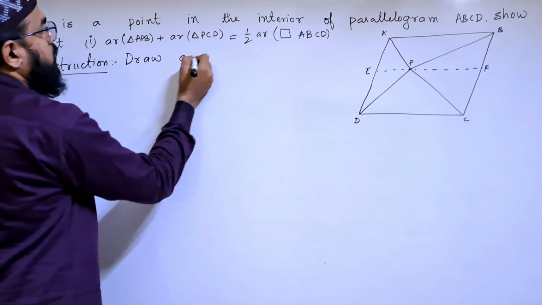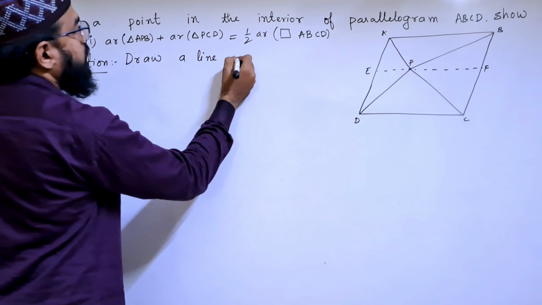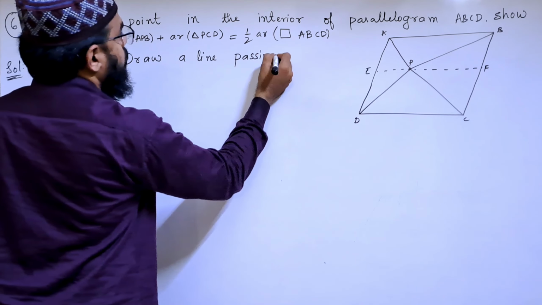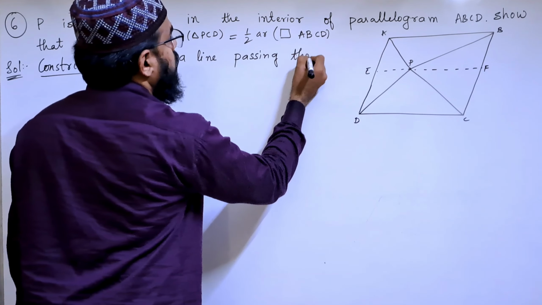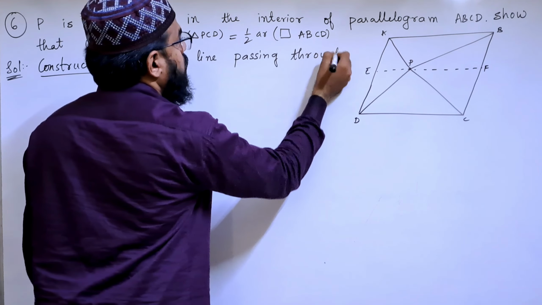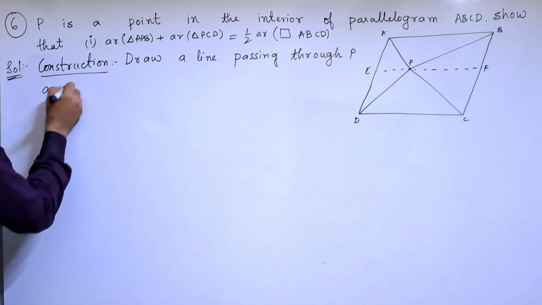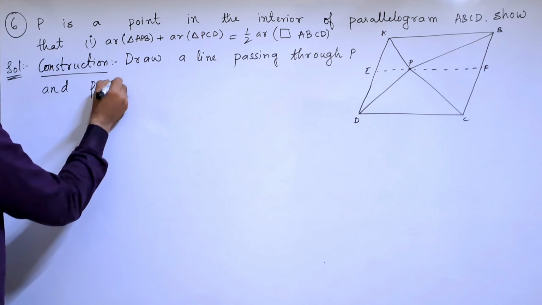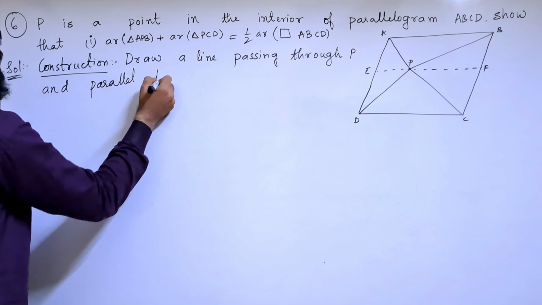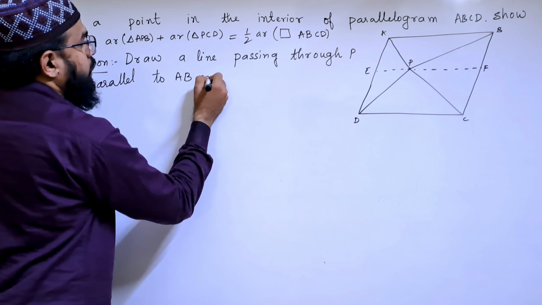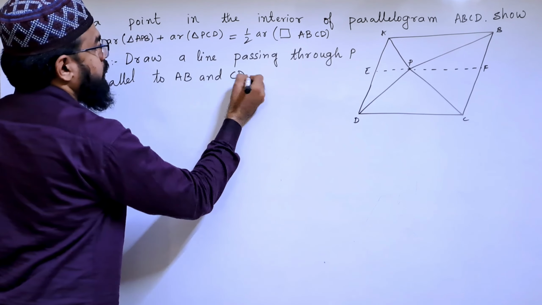draw a line passing through P and parallel to AB and CD.